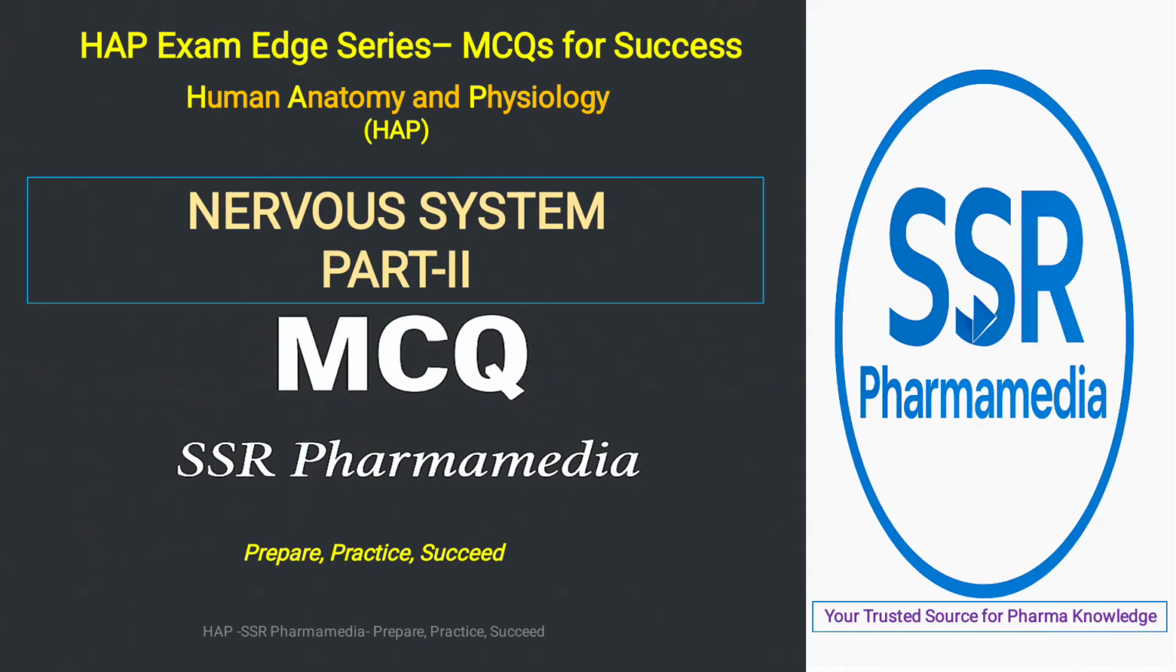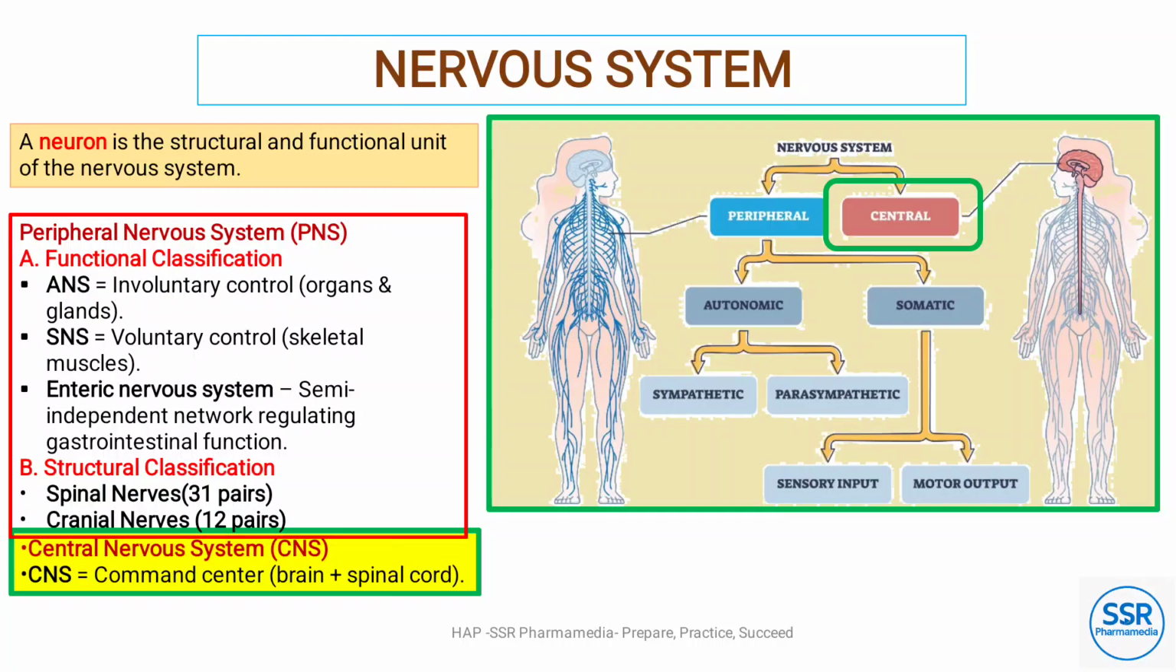Today we are going to discuss Human Anatomy and Physiology, Nervous System Part 2. Prepare, practice, succeed. So we discuss the nervous system. The neuron is the structural and functional unit of the nervous system. So there are two types.